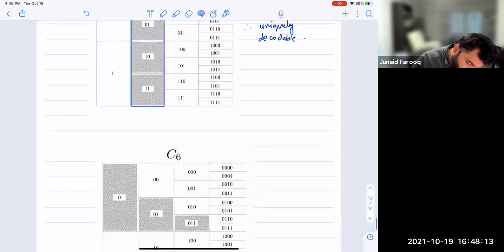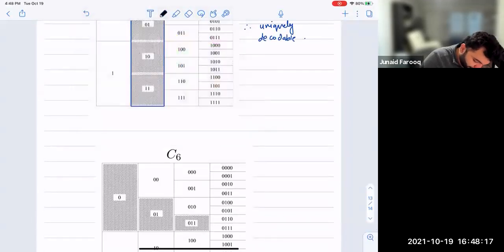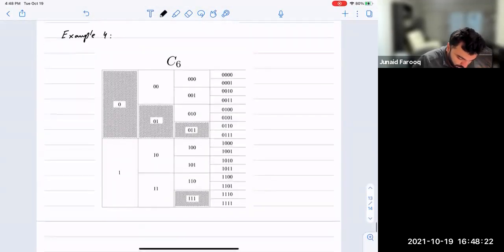So here it's an interesting example. What we have here is, again, 4 code words. So you picked 0, and then you picked 01, and 011. The first thing is obvious because we have boxes shaded laterally or horizontally.